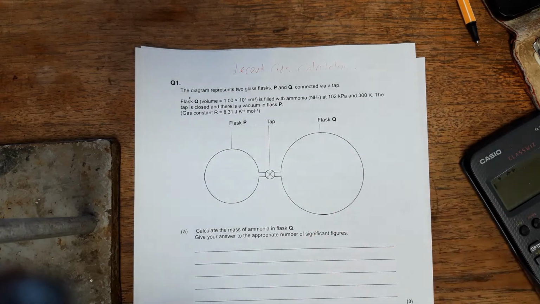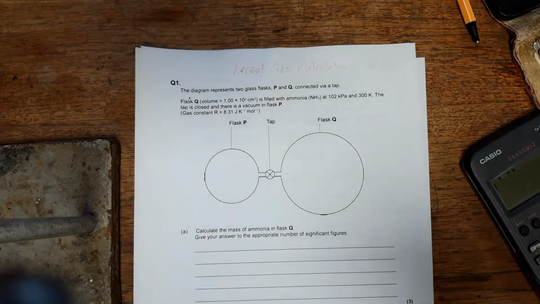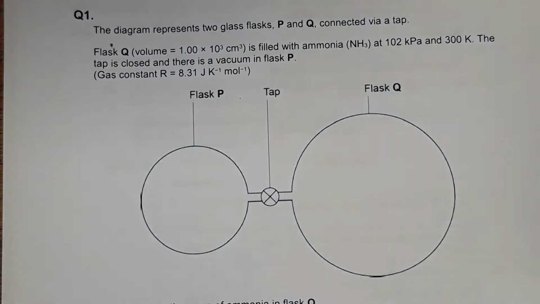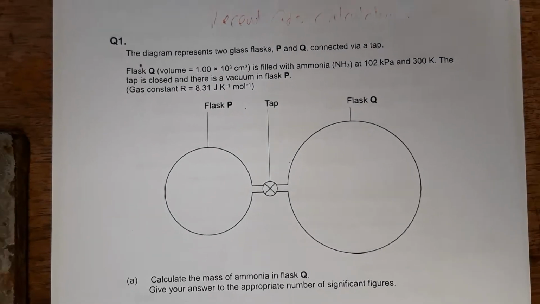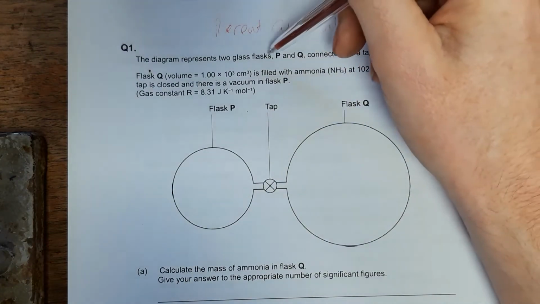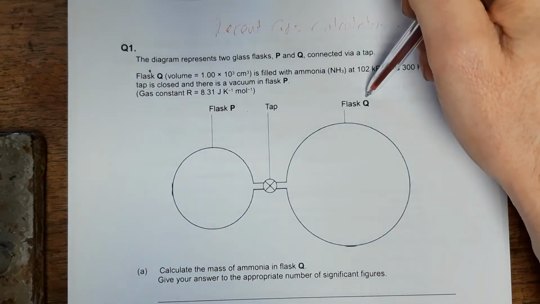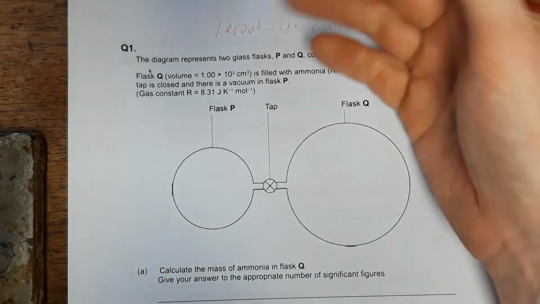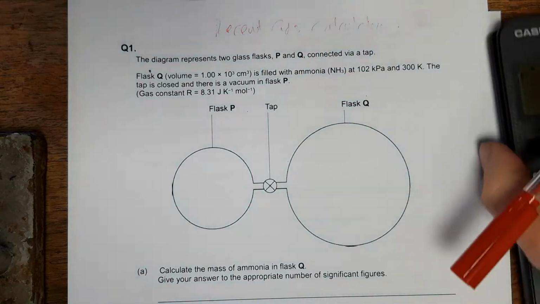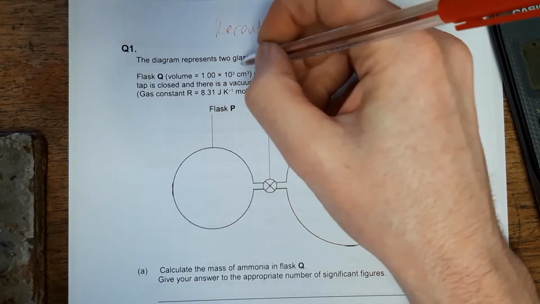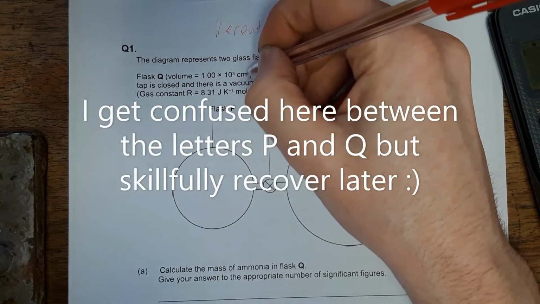Right then, this question fills people with dread because it looks like some sort of random physics question and you end up thinking, hang on a minute, I didn't sign up for physics. But we just got to read it first and see what happens. The diagram represents two glass flasks, P and Q, connected via a tap. As per usual, I've not practiced these questions, so you're just going to see me maybe make mistakes. Flask Q with a volume of 1 times 10 to the 3 centimeters cubed.